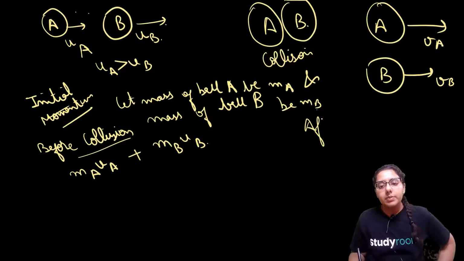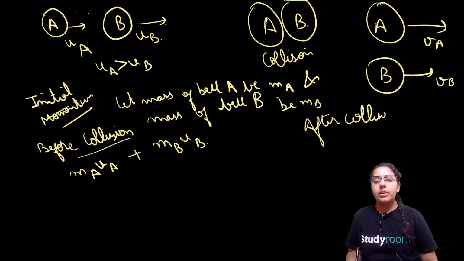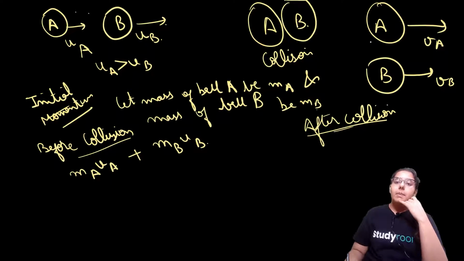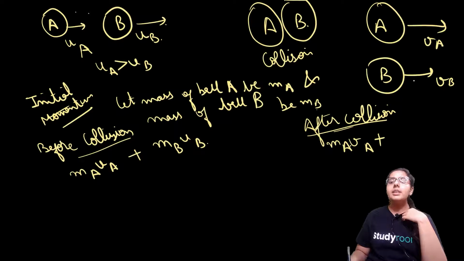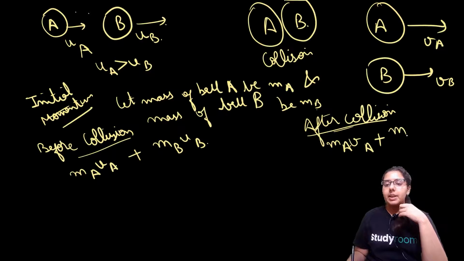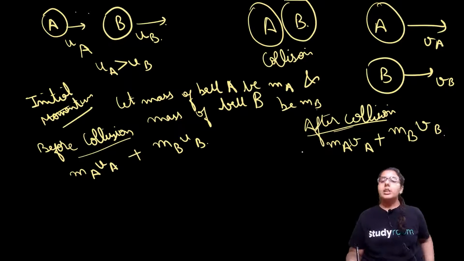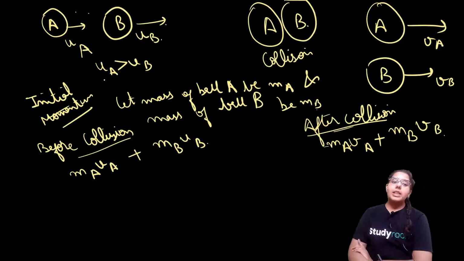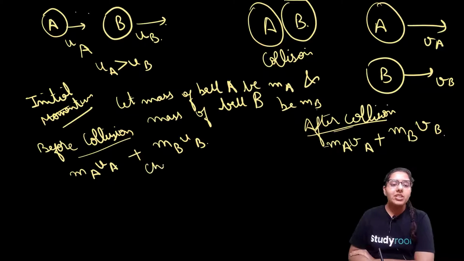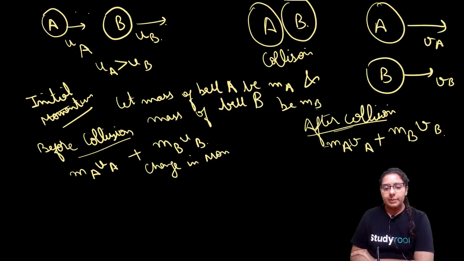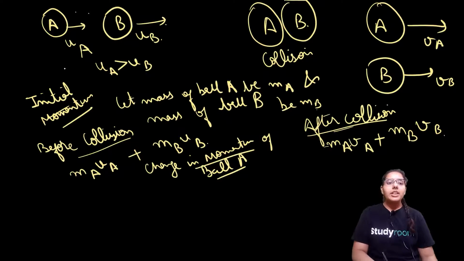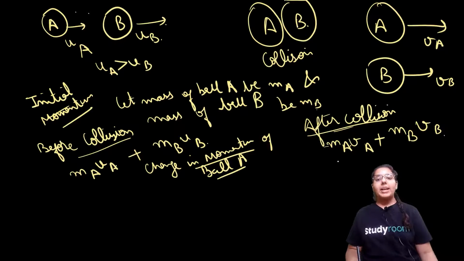And after collision, what is your final momentum after collision? Mass of ball is again MA and your final velocity is VA, plus mass of ball B is MB and your final velocity is VB. So these are your initial and final total momentums. Now we will talk about change in momentum. If we are talking about change in momentum of ball A, for ball A, your initial momentum was MA into UA and your final momentum is MA into VA.